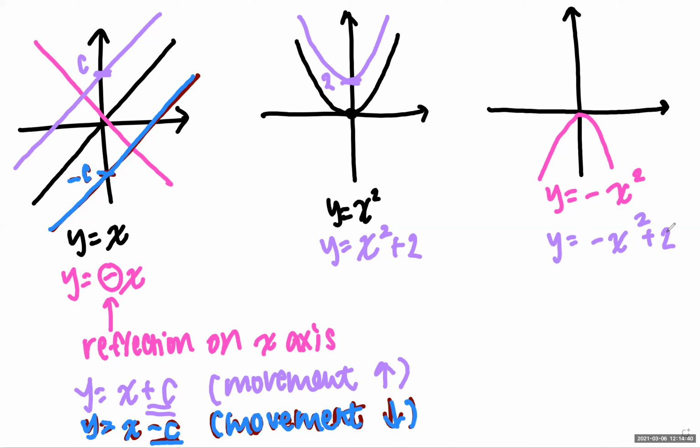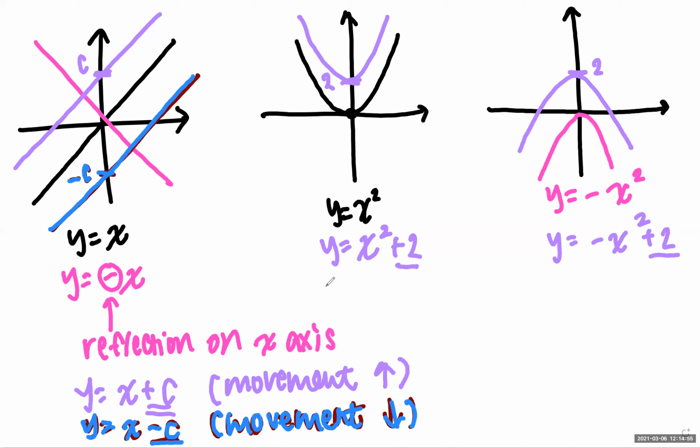Movement up also, because it's plus 2. So it's a movement up. Okay, you know, this to be a nice sad face. And here will be how much? 2. Got it? So next, let's do the one in blue.